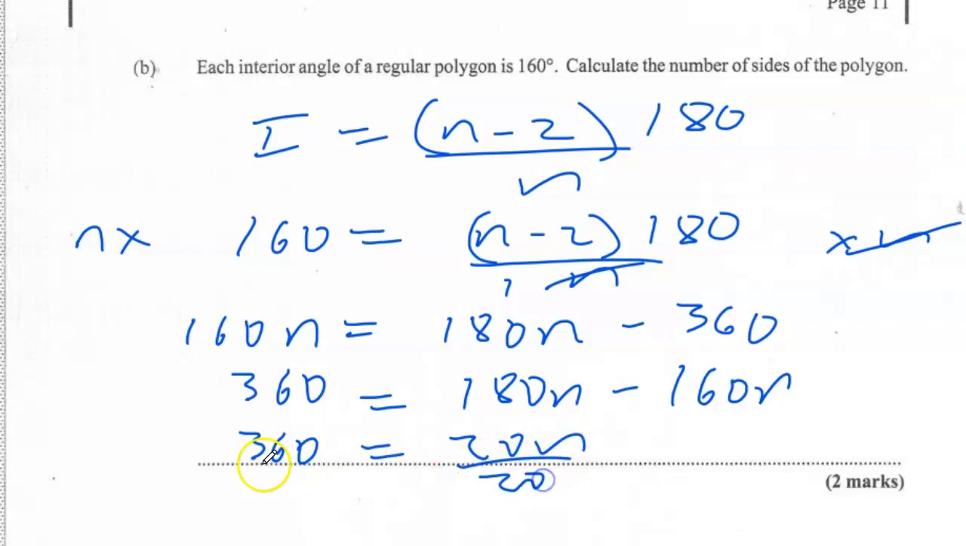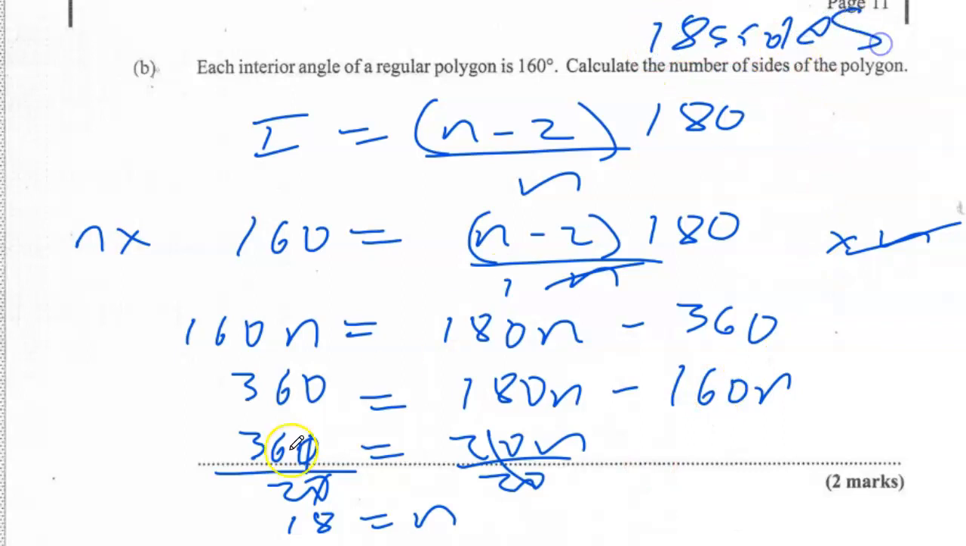Divide both sides by 20. So n is actually 360 divided by 20, 2 into 36, that's 18. n is actually equal to 18. So the number of sides of this polygon is 18 sides. All right, so 18 sides, since n is equal to 18.